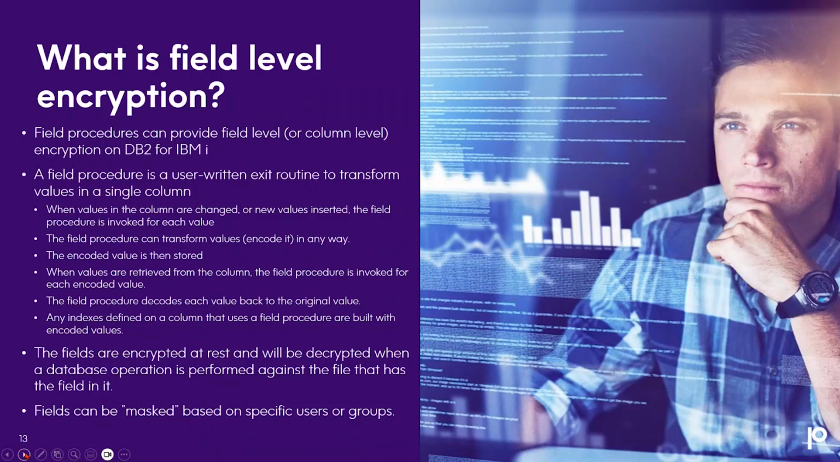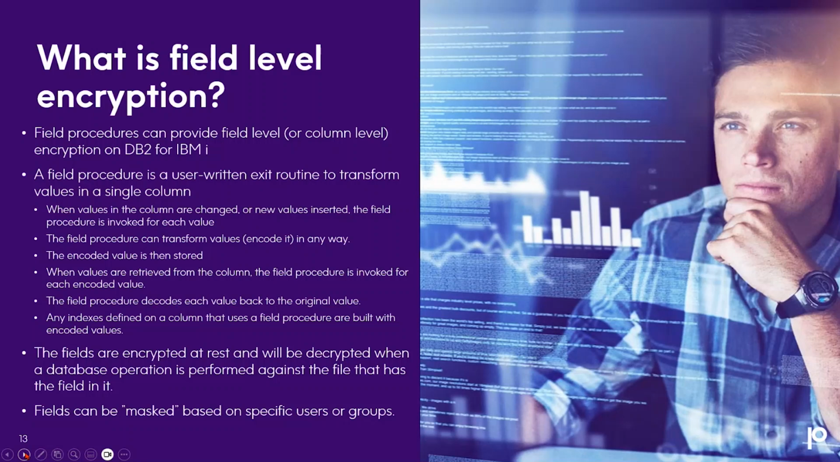So there's another way of encrypting data on the IBM i, and it's field level encryption. This uses a technology that's built into the IBM OS, which is field procedures. What they can do is encrypt data at the field level for DB2. Now, what that means is that not every single field in a given file would be encrypted. It would only be the fields that you deem to be sensitive, PII, PHI, credit card information, things like that. It's actually a user-written exit routine to transform values in a single field or column.